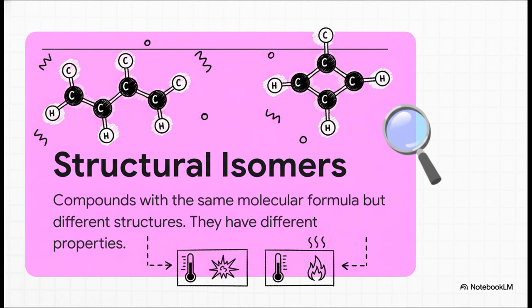Next up, another concept that is so important, isomerism. Okay, what is it? Well, think of isomers like they are twins. They have the exact same molecular formula, the same number of atoms, but their structures are completely different. And just like twins can have different personalities, these isomers have different properties. Because their structures are different, things like their boiling point will be totally different.